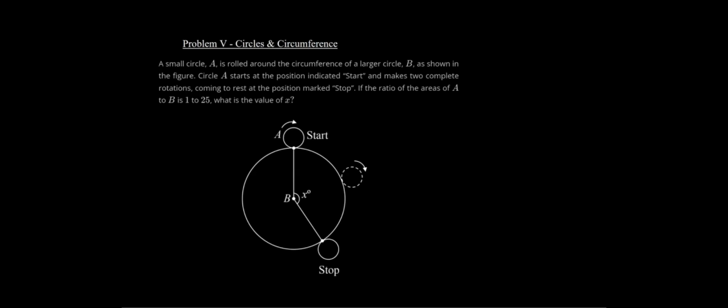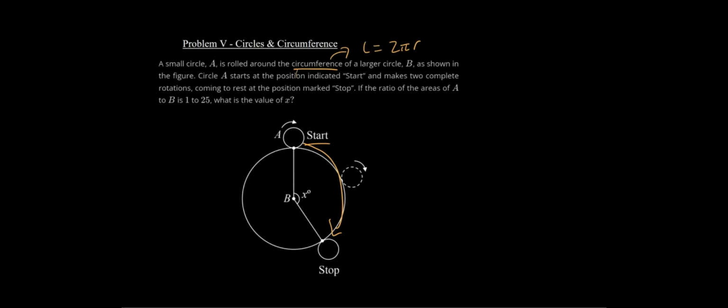The hardest SAT problem ever created. A small circle A is rolled around the circumference. Let's write this down. We know this information from our answer sheet. Circumference equal to 2 pi r of a larger circle B as shown in the figure. Circle A starts here and ends here. It makes 2 complete rotations from here to here.